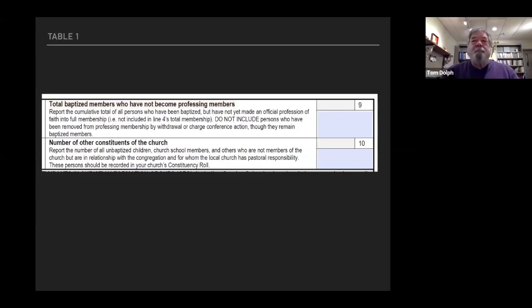This next number are people who are active in your church. You have pastoral responsibility for them, but they have never been baptized anywhere. So they are not baptized at all. Now, sometimes we don't really know or track whether someone visiting with us as a regular visitor has been baptized someplace else or not. And if you want to include them here, that's fine, because the important number is who is at your church that you have pastoral responsibility for.